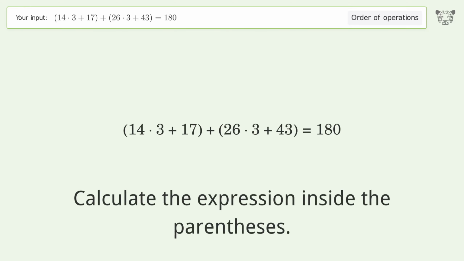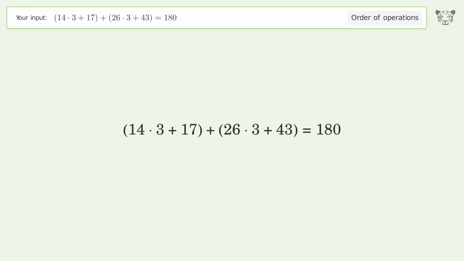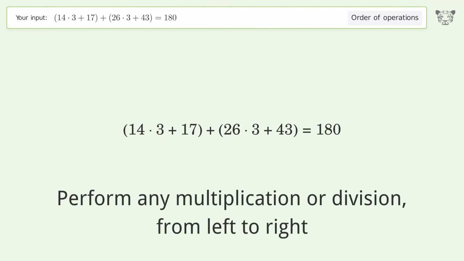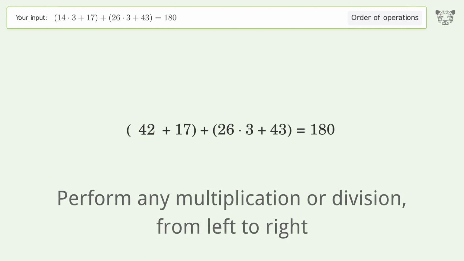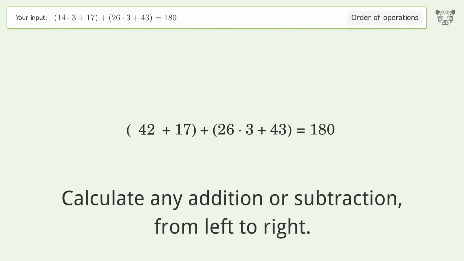Calculate the expression inside the parentheses. Perform any multiplication or division, from left to right. 14 times 3 equals 42. Calculate any addition or subtraction, from left to right. 42 plus 17 equals 59.